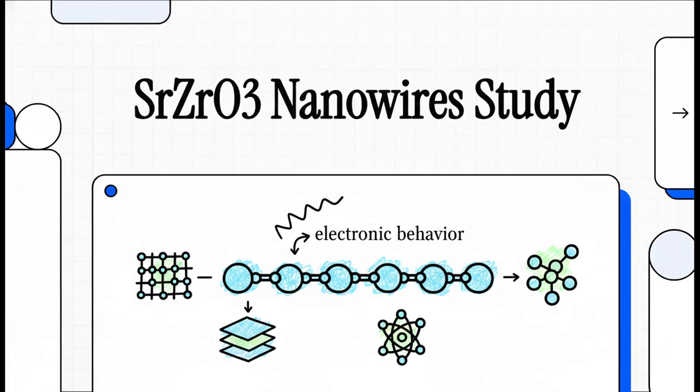Today, we are unpacking a comprehensive theoretical study on one-dimensional strontium-zirconium oxide, or SrZrO3, nanowires. We're going to explore how altering their structure at the absolute atomic level fundamentally dictates their electronic behavior, and really why that matters so much for the future of technology.